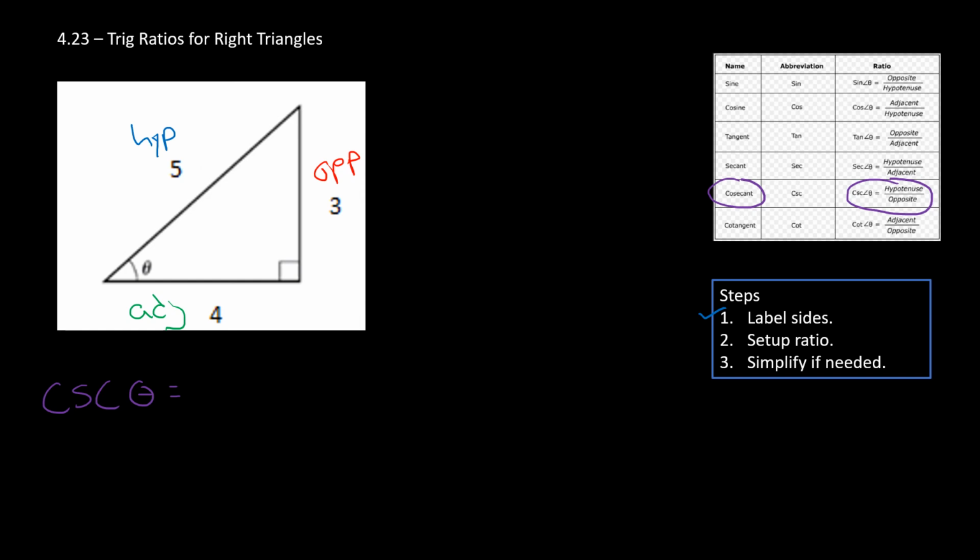To set up our ratio here, well, we need to identify that it's going to be hypotenuse over opposite. Our hypotenuse value here is going to be 5, divided by our opposite value of 3. Setup is done. To simplify here, well, 5 divided by 3 does not simplify any further. So we can say that the cosecant theta value is equal to 5 over 3.